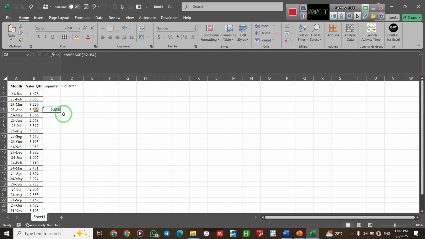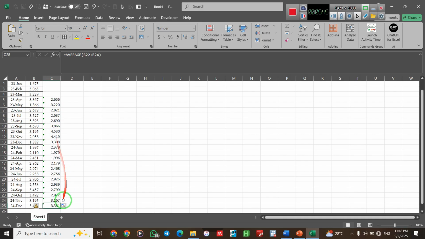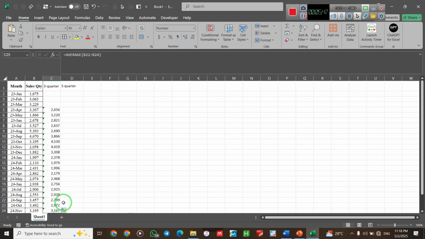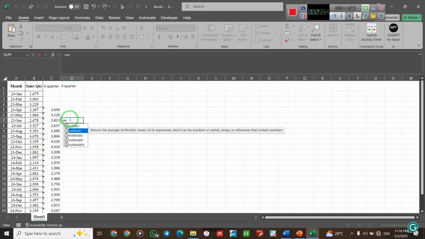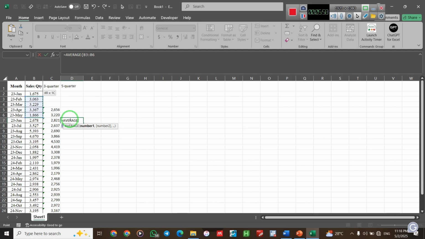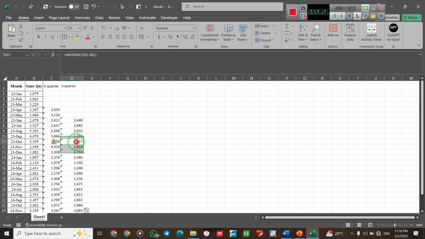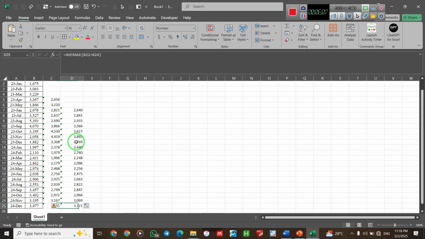Then you can easily drag it from here, or else you can double click here. You have to go here and then double click. Then the whole formula will go down like this, right? Then we are calculating the 5/4 moving average. So I will come here and say average, then press the tab button on your keyboard, then select the 5 periods above here and press enter, right? And then double click here, so you can find the 5 quarter moving average.